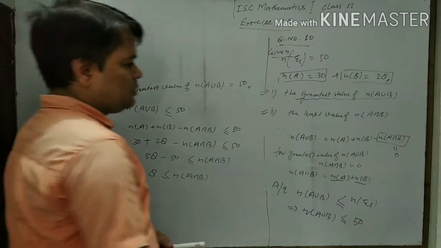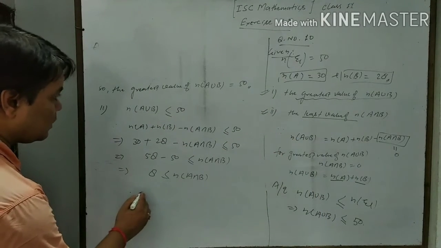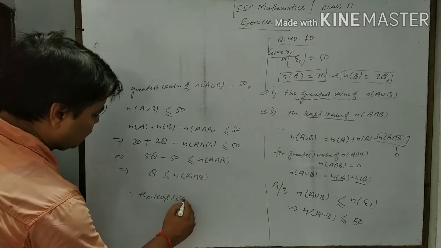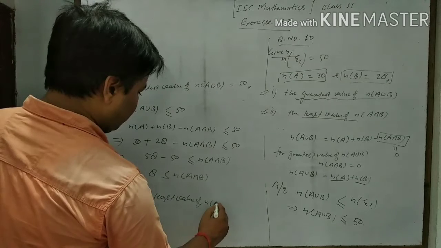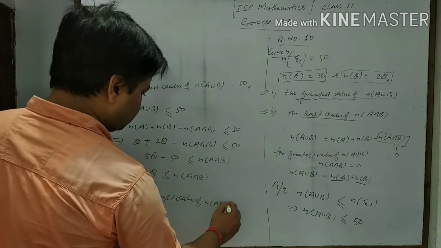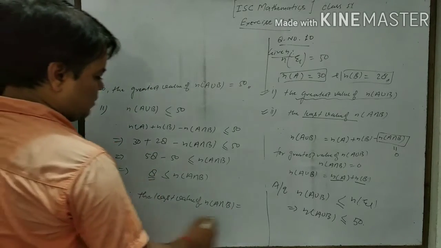But according to the question, we have to find the least value. Therefore, the least value of cardinal number of A intersection B is equal to what? That will be 8.